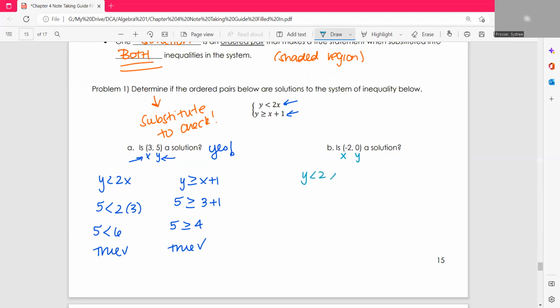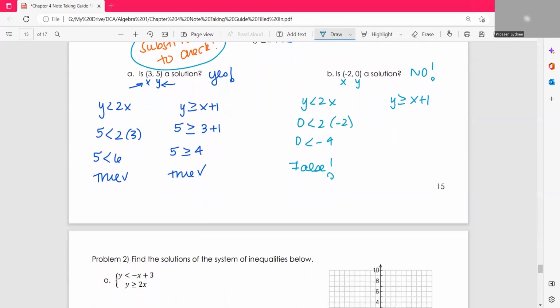Y is less than 2x, we're going to check it, and y is greater than or equal to x plus 1. So I'm going to go y, which is 0, is less than 2 times my x, which is -2. 0 is less than 2 times -2, well, that's -4. Is 0 less than -4? No, that is false. So we can just say no, it's not a solution of the system right away. Okay, so that's how we check. This is what we got to remember: substitute to check.